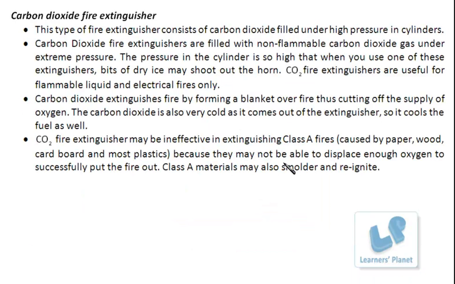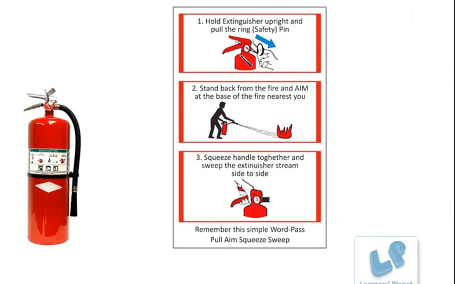A carbon dioxide fire extinguisher consists of carbon dioxide filled under high pressure in cylinders. When you just open the safety pin and pull it, the pressure is released. The cylinder is having a high pressure inside. When the pressure is reduced, the gas comes out.